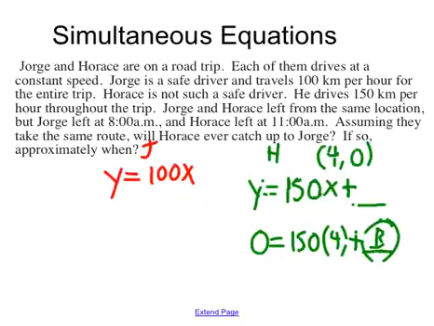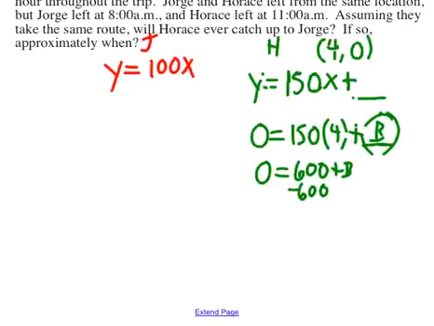Well, what is 150 times 4? Well, 150 times 4 is 600. So this is 600 plus b, which tells us if we want to get the b alone on the left side of the equation, we subtract. I'm going to subtract 600 from both sides, which is going to tell me that b is equal to negative 600. And now that gives me my y-intercept.